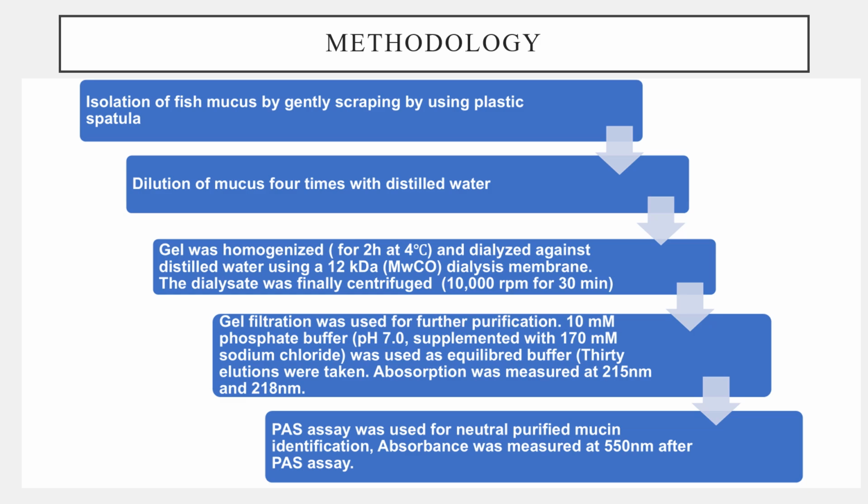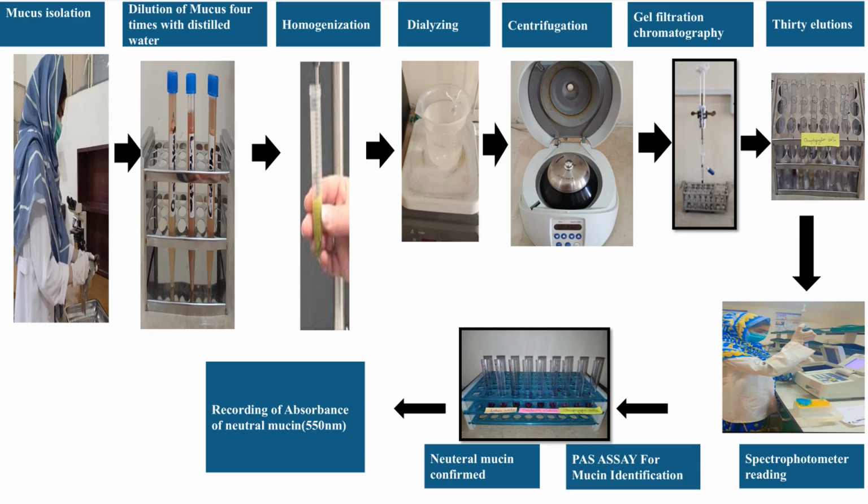After that, PSSA was performed to identify the glycoprotein in the purified samples, and after identification, the absorbance was measured at 550 nanometers to identify the concentration of glycoprotein in each sample. Here is the flow chart of the methodology which was followed for the isolation and purification of glycoprotein.